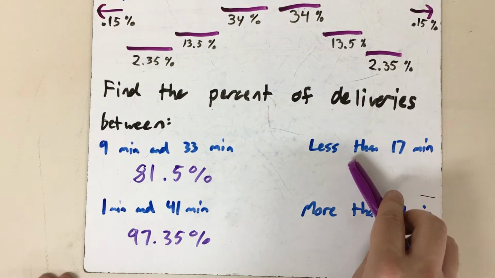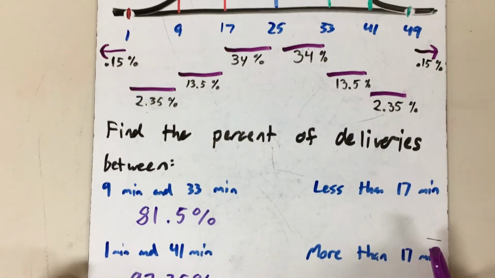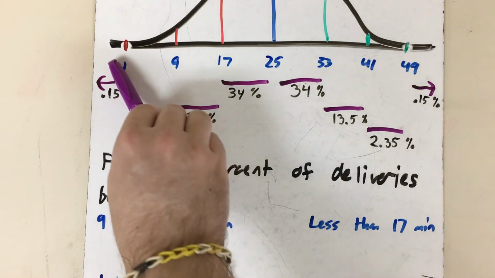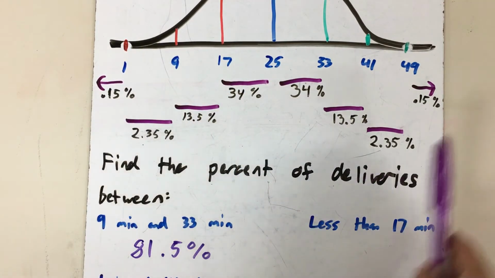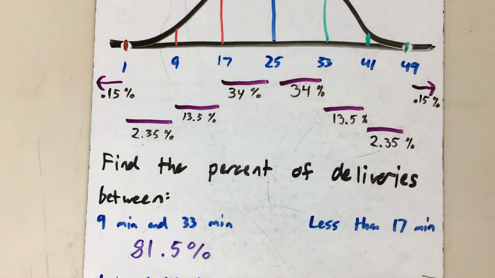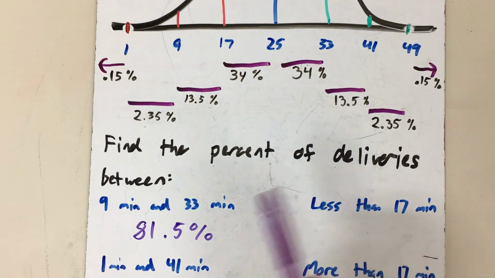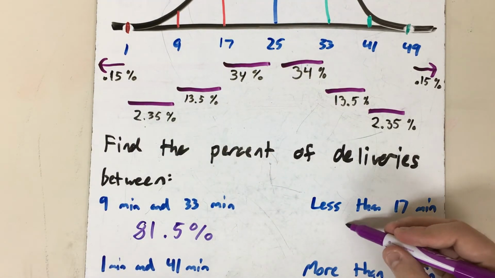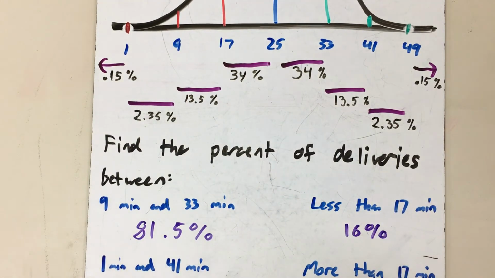And once again, if we see a less than problem or a more than problem, the trickiest thing is just to remember that this tail over here is everything to the left of -3 standard deviations, or everything to the right of +3 standard deviations. So for less than 17 minutes, we're just going to add 13.5, 2.35, and 0.15, and it will give us 16% of our data.